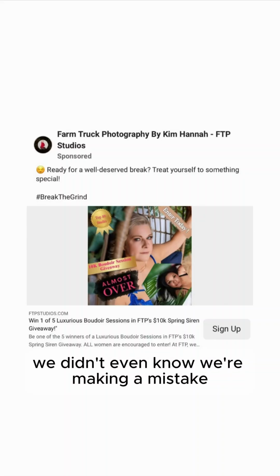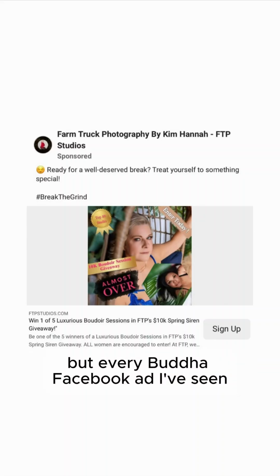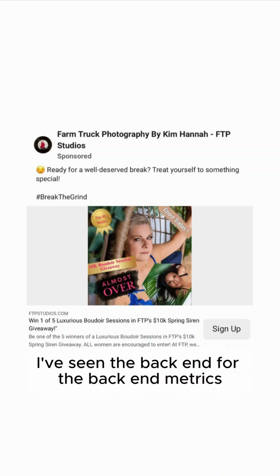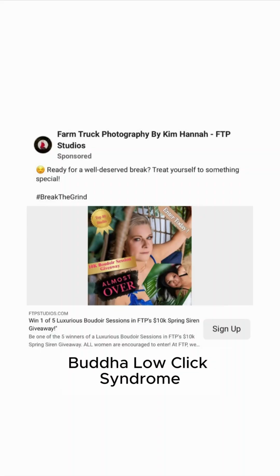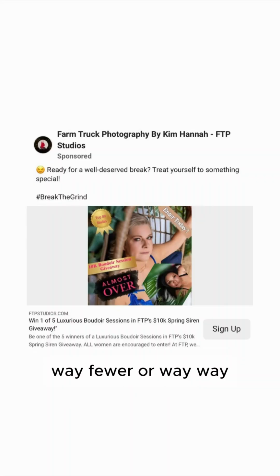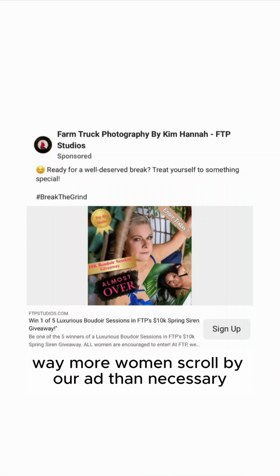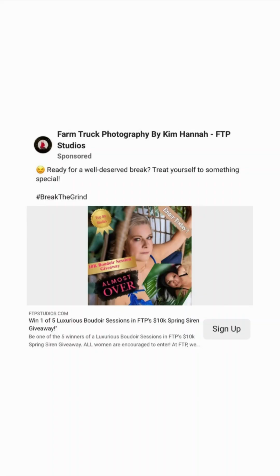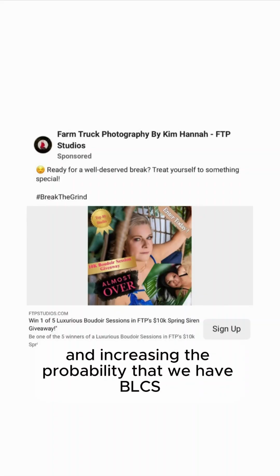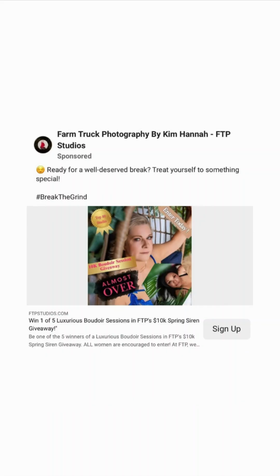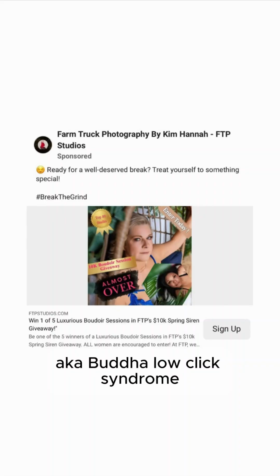We didn't even know we're making a mistake, but every Boudoir Facebook ad I've tested, I've seen the backend metrics, 100% of them have had BLCS, Boudoir low click syndrome, because everyone's making the same mistakes as everyone else. A consequence of this is way more women scrolling by our ad than necessary, pulling our unique CTRL under 6%, and increasing the probability that we have BLCS, aka Boudoir low click syndrome.